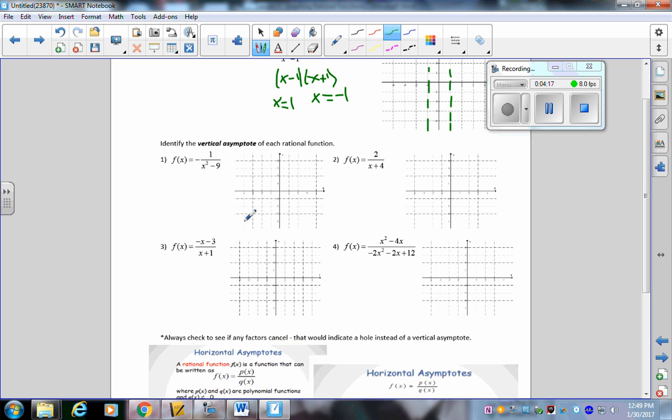Okay, all right, so taking a look at number 1 over here, same thing. Let's go ahead and factor out that denominator. So x minus 3 and x plus 3.